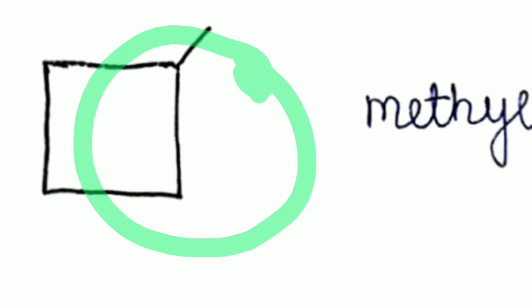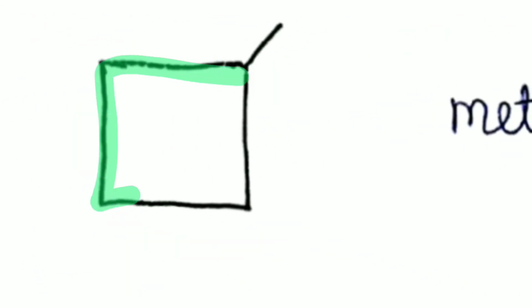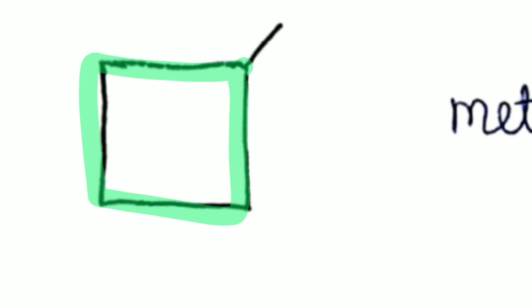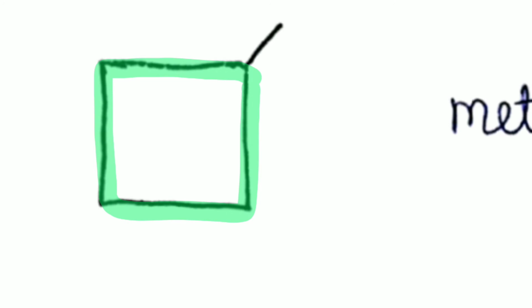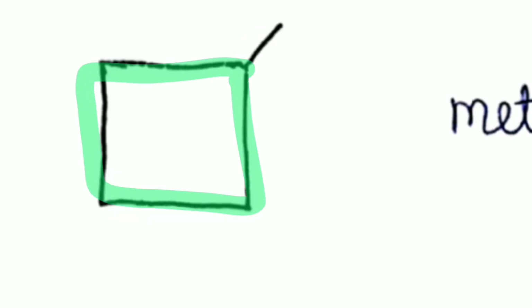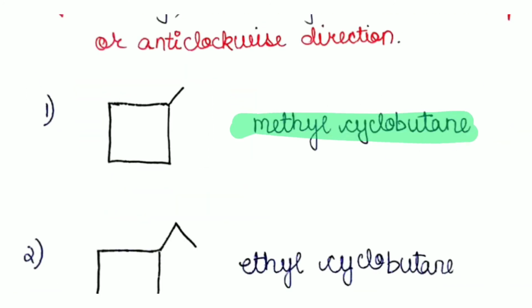So how are we going to name this compound? This is a cyclobutane and there is a methyl group attached to it. So simply we'll call it methyl cyclobutane. Here we do not need to specify the locant 1 or 2 because all the positions of the cyclobutane are equivalent here, guys, because there is no other substituent, just a methyl group. Hence we'll call it methyl cyclobutane. That's the name of this compound.